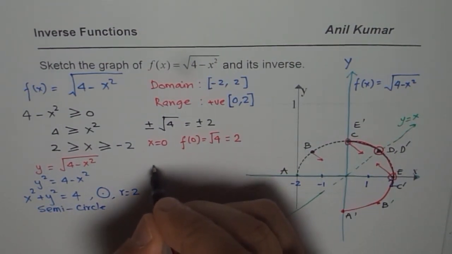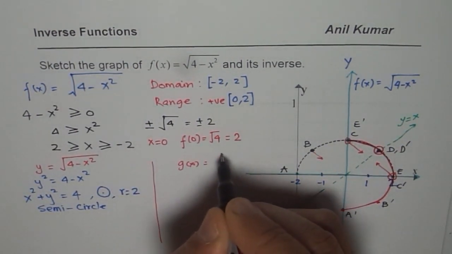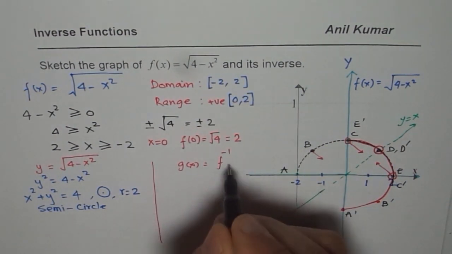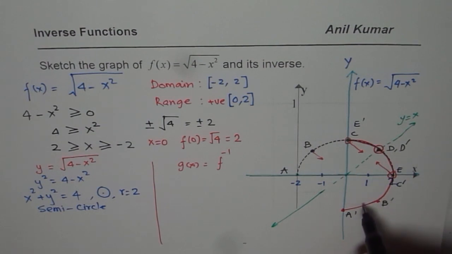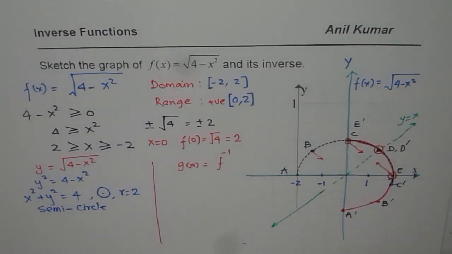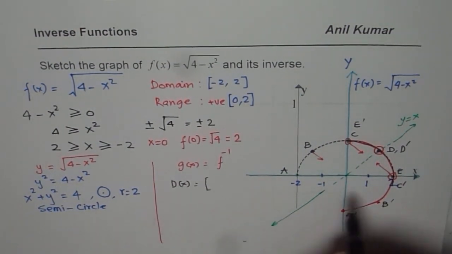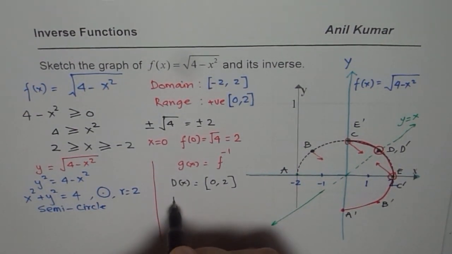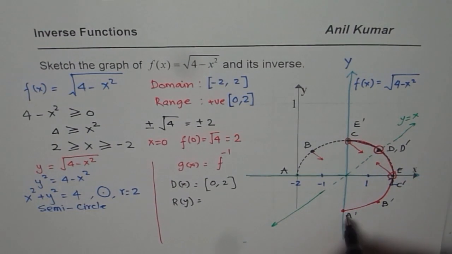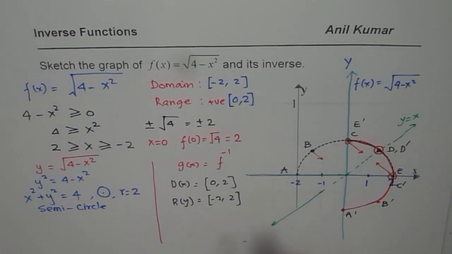So let me call this, let me write down here, g of x is f, I should not say f inverse of x, I'm not writing x since it is not a function, it fails the vertical line test. That is how it is, correct? As you can see from here now, the domain for this function will be between 0 and 2, both included, and the range for this function is between minus 2 and plus 2. Correct? So that is the inverse.